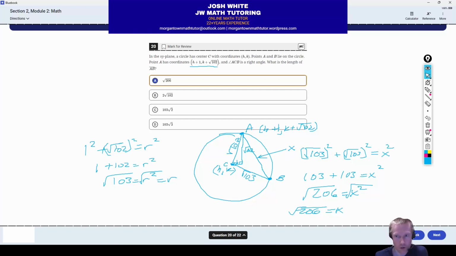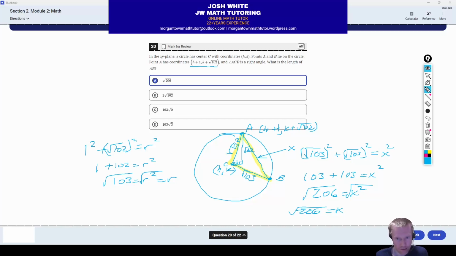Now there's one spot in this where you could take a shortcut and save a little bit of time, a little bit of work. In the large triangle, right here, triangle ACB, notice the two legs are congruent to each other. They're both root 103 because they are both radii in the circle.